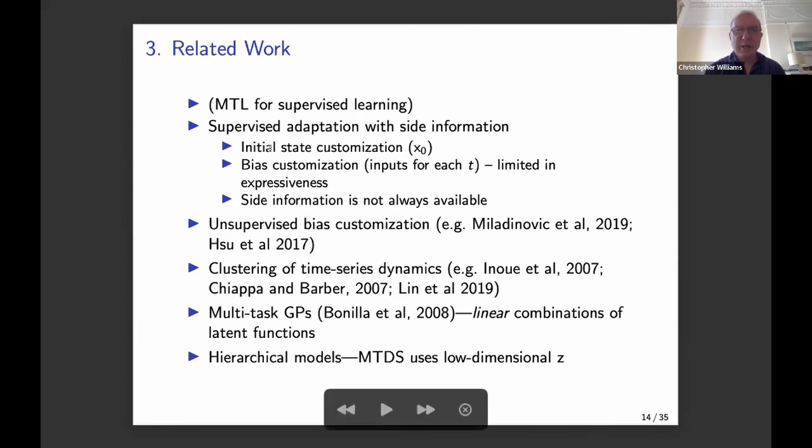Of course, when we have task descriptors, this side information is not always available, or it may not always be very informative about the dynamics. We'll see an example of that right at the end. So we can also do unsupervised bias customization. There are examples here by Miladinovic et al. Another version of such a model is to use a discrete latent variable, and we can have clustering of time series dynamics. There are quite a lot of examples of that, although that may make morphing between states not really the same thing in that case.